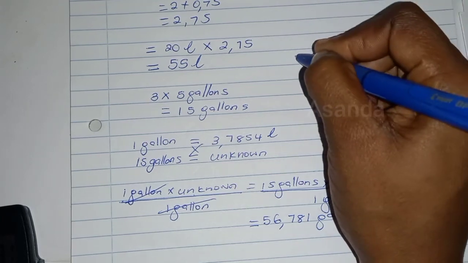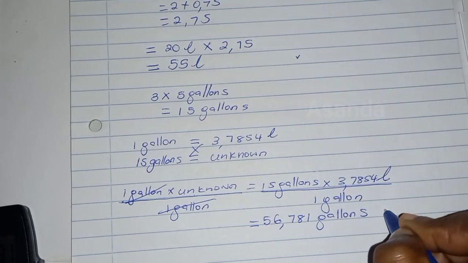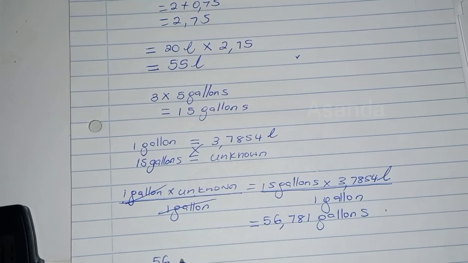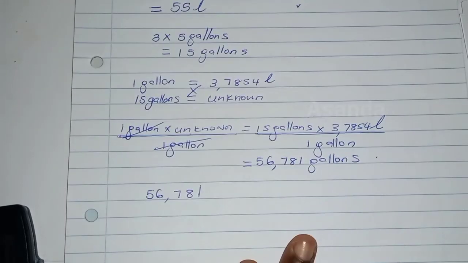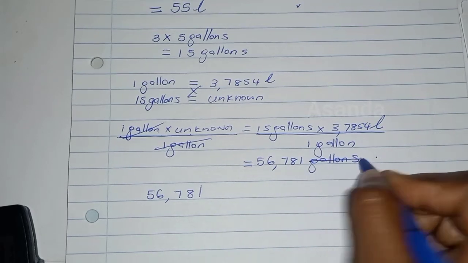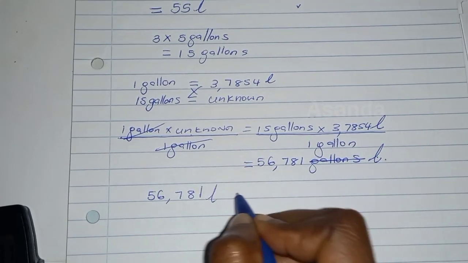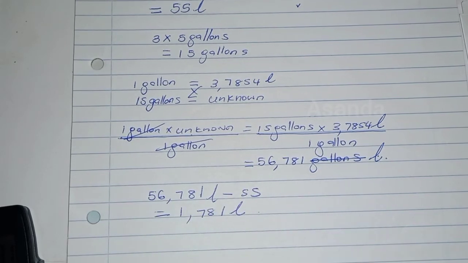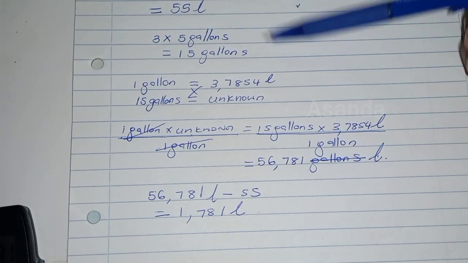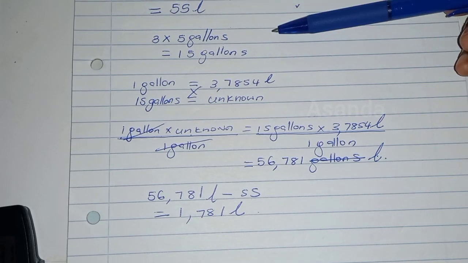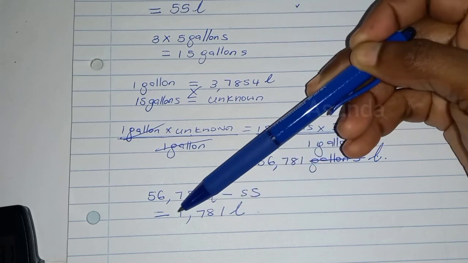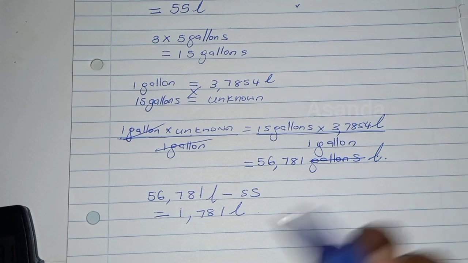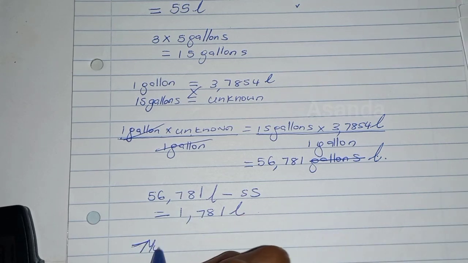So now we compare 55. Is it the same as 56? No. He said that it would be equal. He is wrong. If I say 56.781, I always do this, it's liters. Liters minus 55, I get 1.781 liters. If he uses 2 3/4 of a 20-liter bucket, he will be short by 1.781 liters of the lava, right? So that statement is not true.